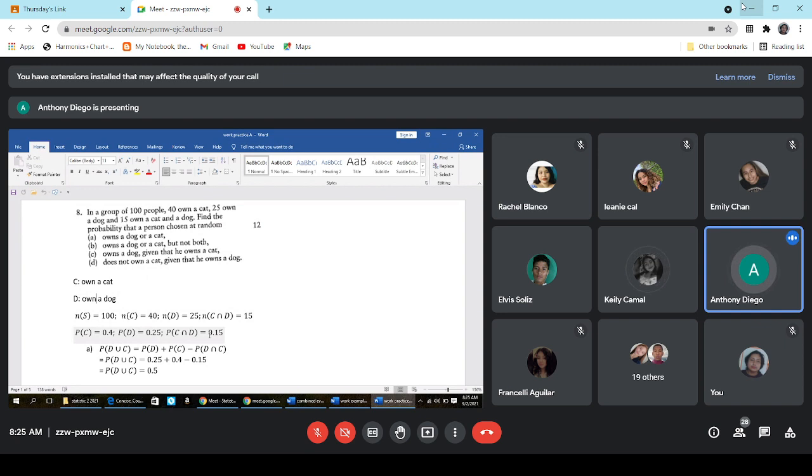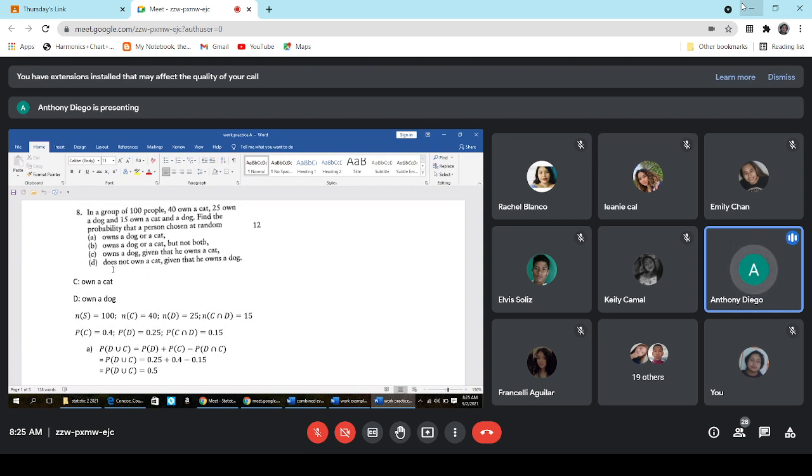Student: Are we going to use the conditional probability? Yeah, but we're going to be using that when we get to number C and number D, the ones that are given. From the time we hear "given that", that's conditional probability.